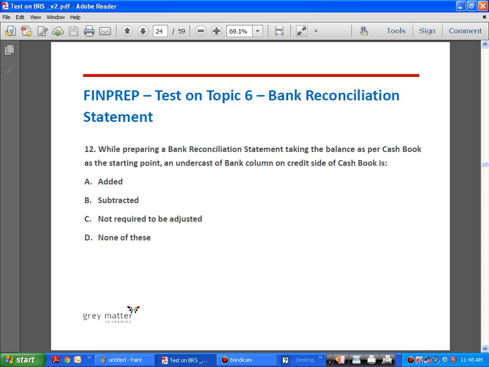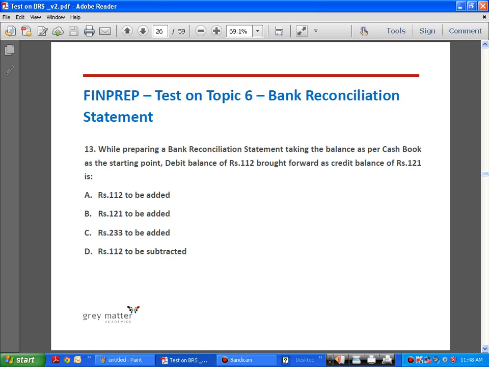Next question. While preparing a BRS, taking the balance as per cash book as the starting point, an undercast of bank column on the credit side of the cash book. Okay, so the credit side of the cash book records payments. So when there is an undercast of payments, it means that the balance is overcast, and so we have to subtract the undercast to find out the correct balance.